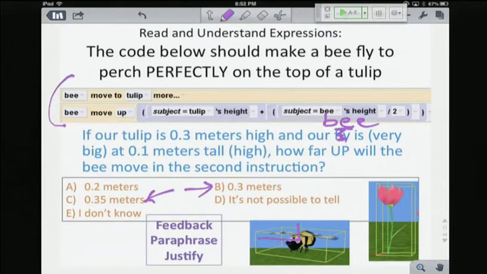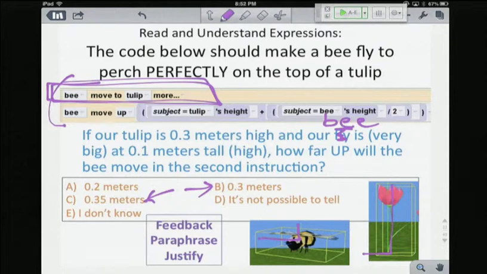Go ahead. I think you also said that each animation has its own center. Yeah. So that means if it's moving to tulip, you don't know how far up it has to move, because the animator could have put the center at the very top or at the very bottom.